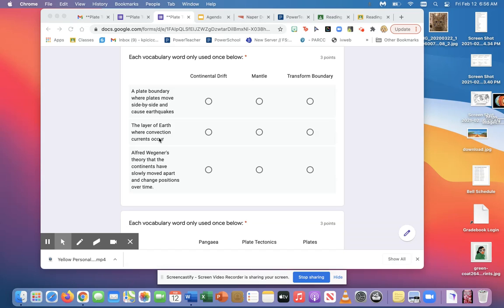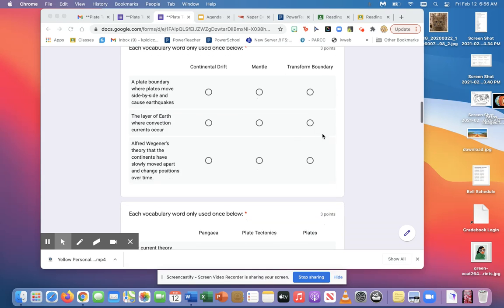Okay, next vocab word, the layer of earth where convection currents occur. Is it the continental drift, the mantle, or the transform boundary? Where do convection currents occur? So where magma is moving and cycling. And then the last one, Alfred Wegener's theory that the continents have slowly moved apart and changed positions slowly over time to get to where they are today. Is that called continental drift, the mantle, or a transform boundary?